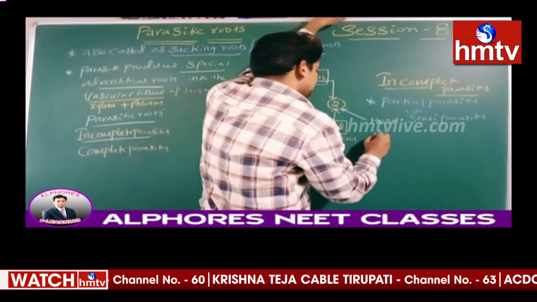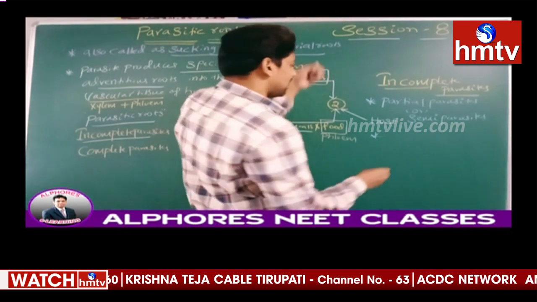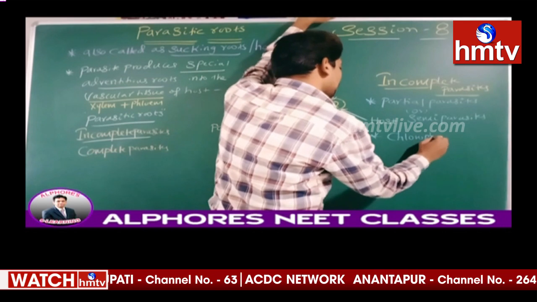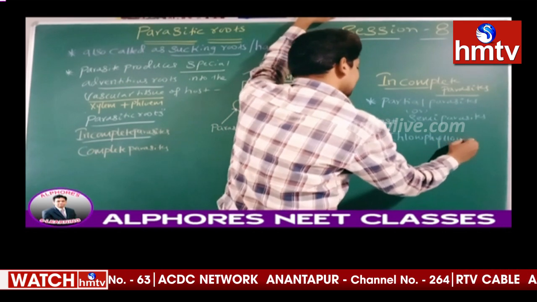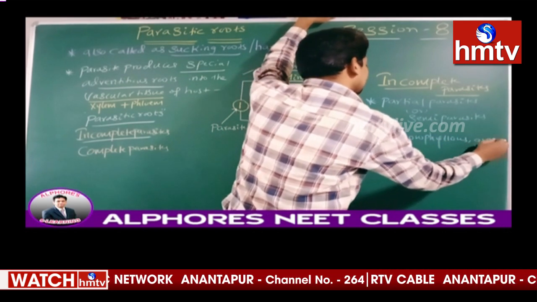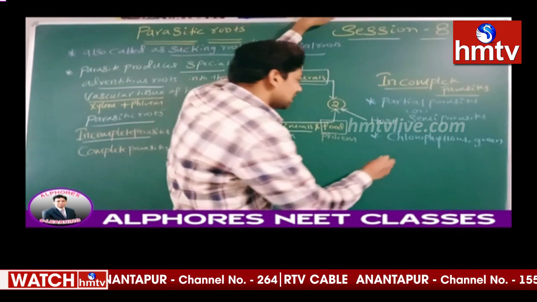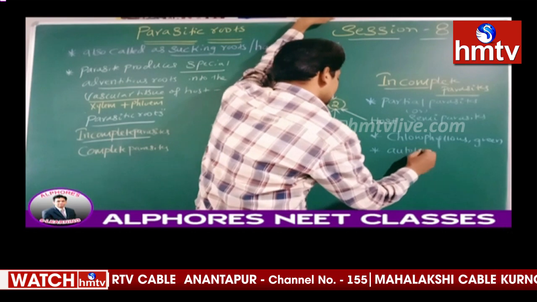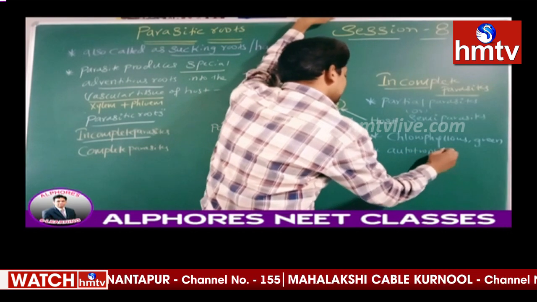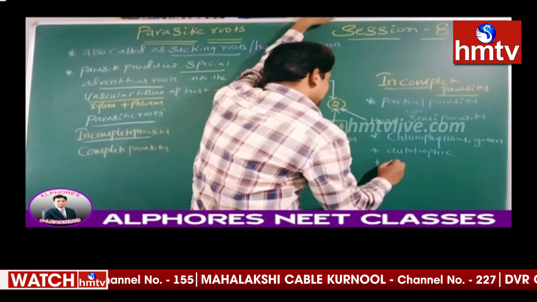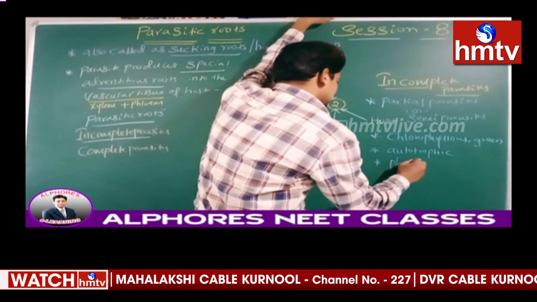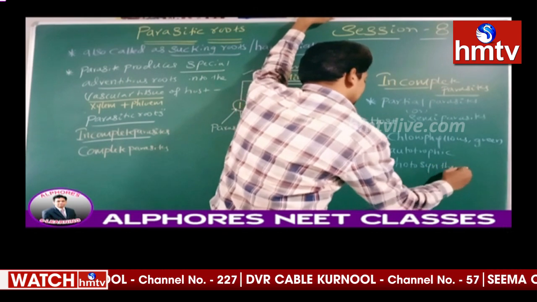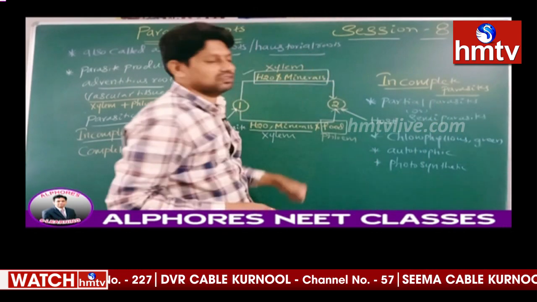Incomplete parasites are chlorophyllous, so they are green in color. As they contain chlorophyll, they are autotrophic and photosynthetic.